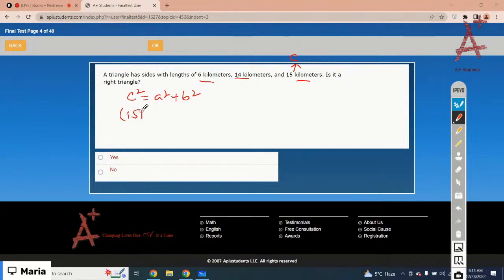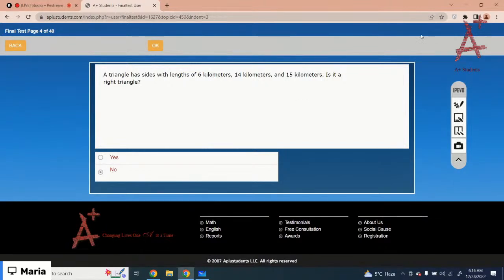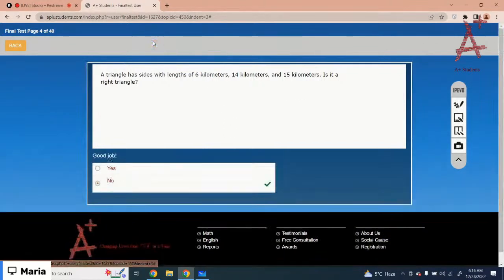C is 15 square equals 14 square plus 6 square. 15 square is 225, 6 square is 36, and I forgot 14 square is 196. Got it? So just add 196 plus 36. 225 does not equal 232. They are not equal, so no, the triangle is not a right angle triangle. Got it? The answer is no. So select the correct option, then click on the OK button. Got it?